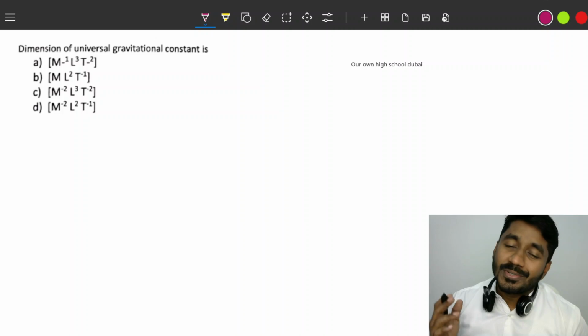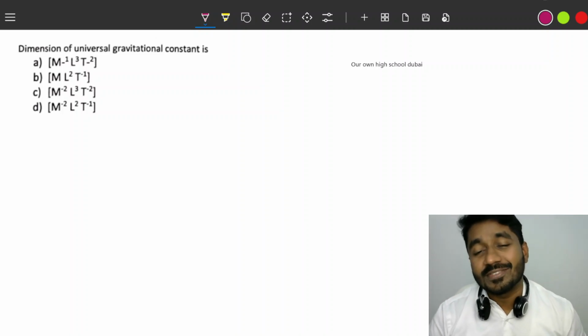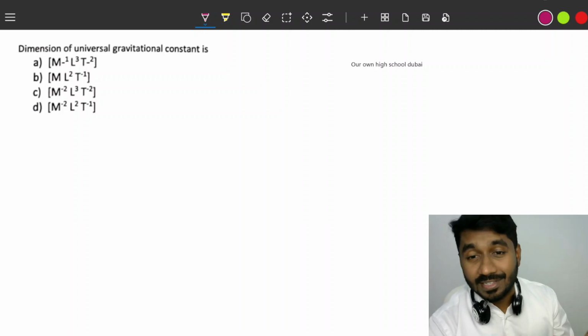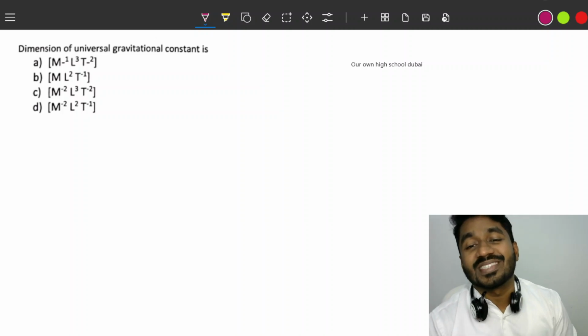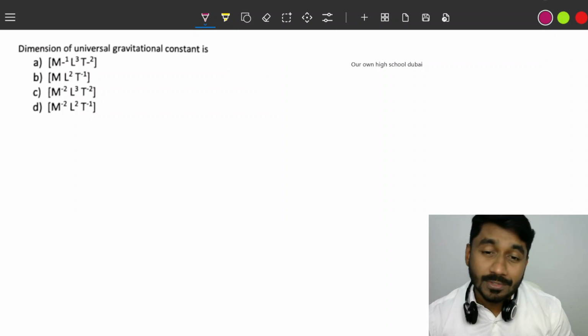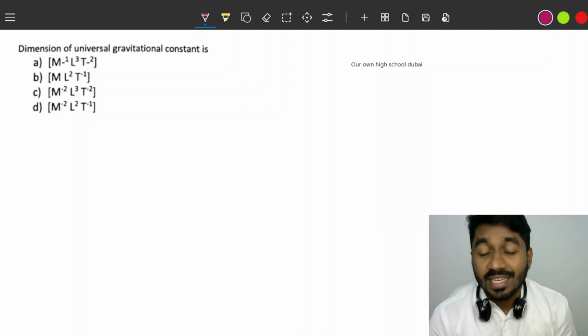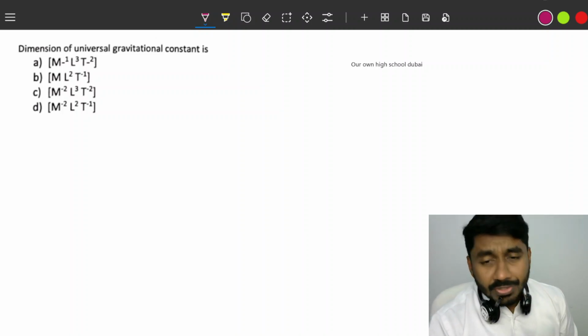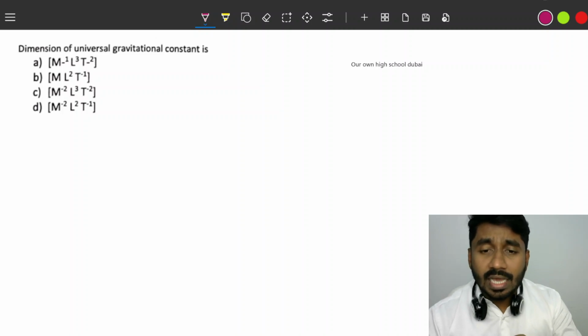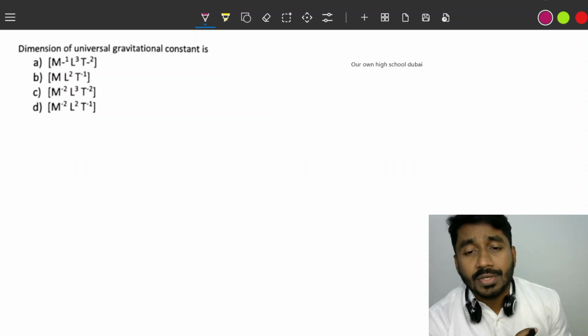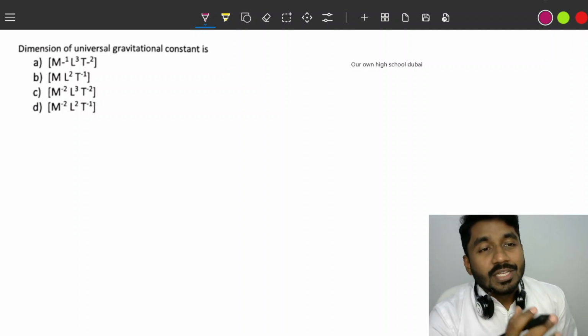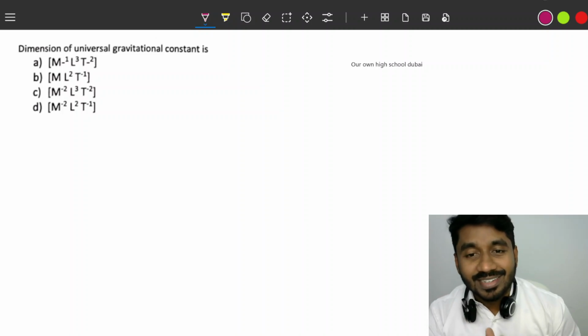Today we are going to discuss some numerical questions from the chapters of grade 11 physics: motion in a straight line, units and measurement, and motion in a plane. Very important chapters for the board exam, for the school exam, and for NEET and JEE. I have taken the questions from previous year school exam papers and some NEET questions also. So let's start the question right now.